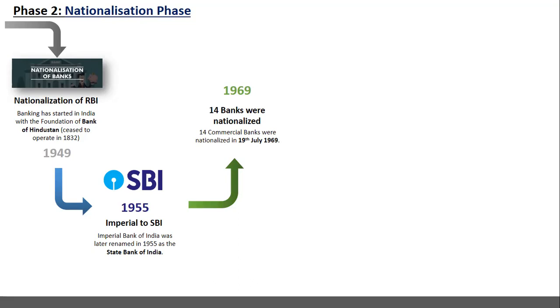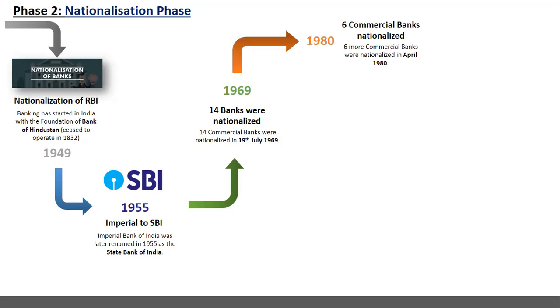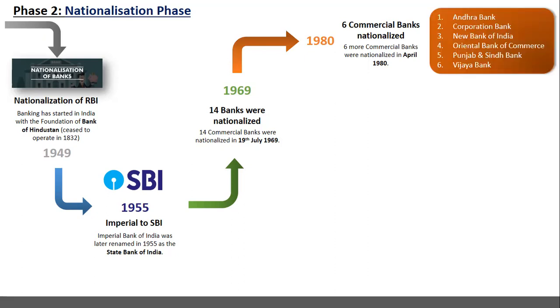They all got nationalized. What happened after that in 1980? Six more commercial banks were nationalized, namely Andhra Bank, Corporation Bank, New Bank of India, Oriental Bank of Commerce, Punjab and Sind Bank. All of these banks got nationalized.